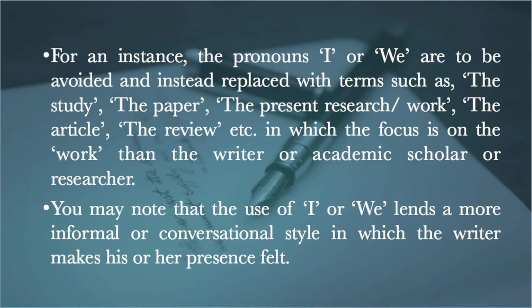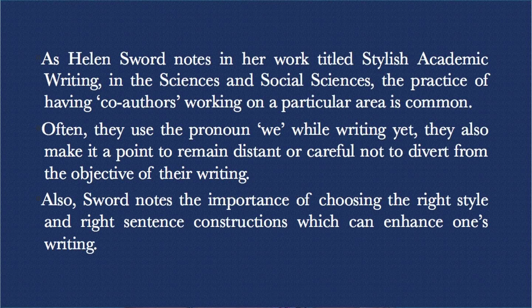You may know that the use of I or we lends a more informal or conventional style in which the writer makes his or her presence felt. As Helen Sword notes in her work titled Stylish Academic Writing in the Sciences and Social Sciences, the practice of having co-authors working on a particular area is common. Often they use the pronoun we while writing, yet they also make it a point to remain distant or careful not to divert from the objective of their writing.